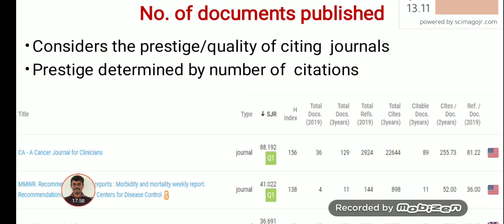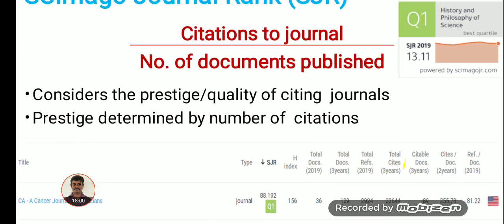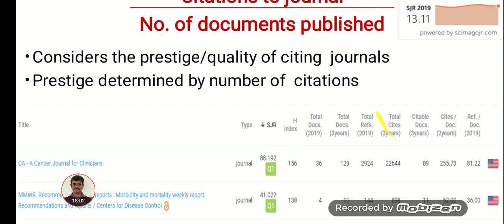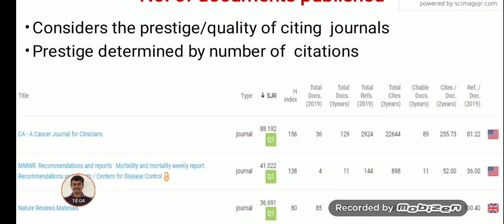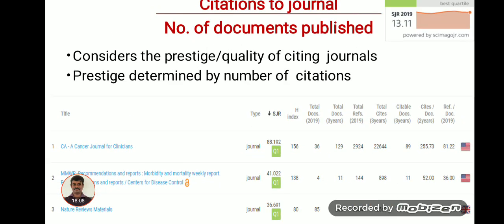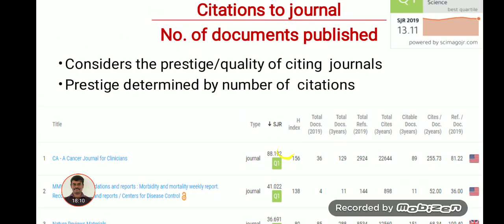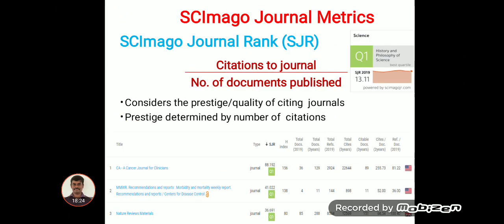You can see here the Schemago journal page screenshot where it gives you all the details of the ranking, and it gives the details of the total documents, total reference, total cites in the web page.